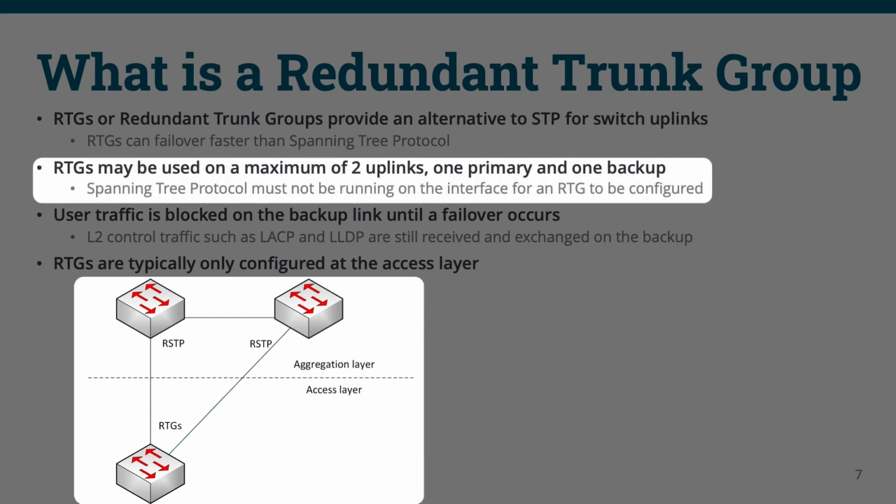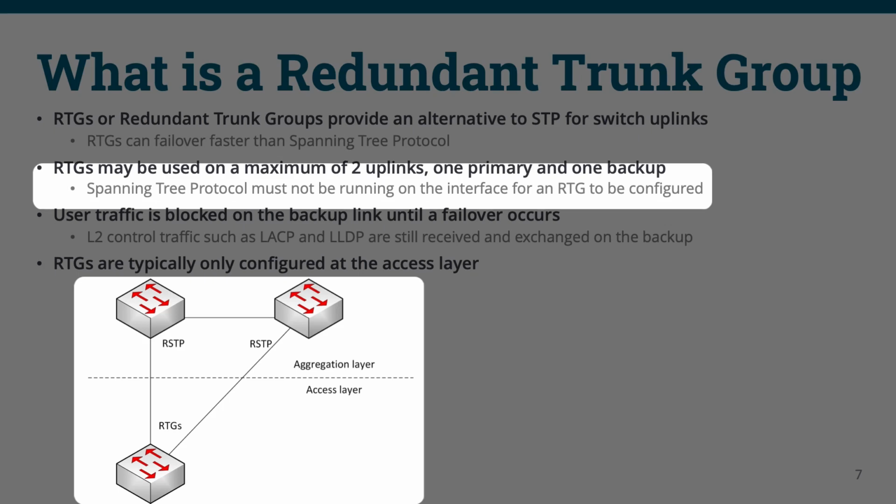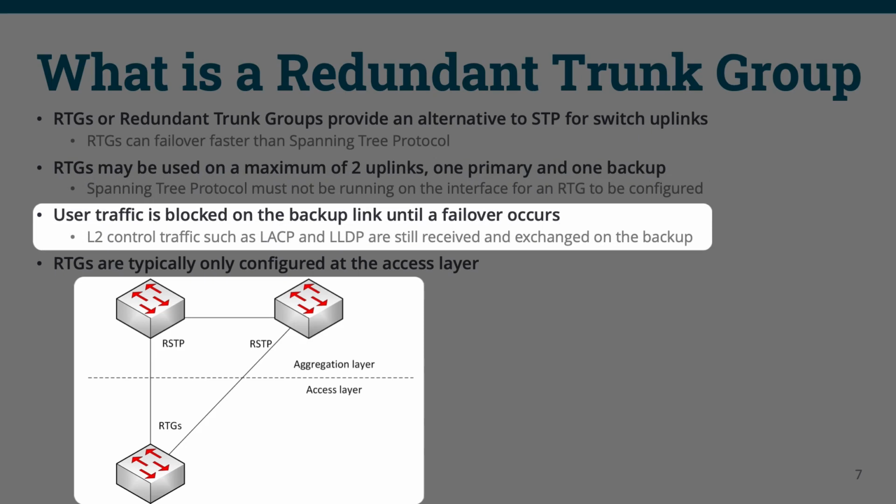An RTG may only contain up to two uplinks, where one is in a primary active state and the other is in a standby backup state. Spanning tree protocol must also be disabled on these interfaces. If it is not, a commit error will be displayed. RTGs work very similarly to spanning tree in that the redundant link blocks user traffic until it becomes active. Layer 2 control traffic, however, like LACP and LLDP, is still received and processed on the backup link.